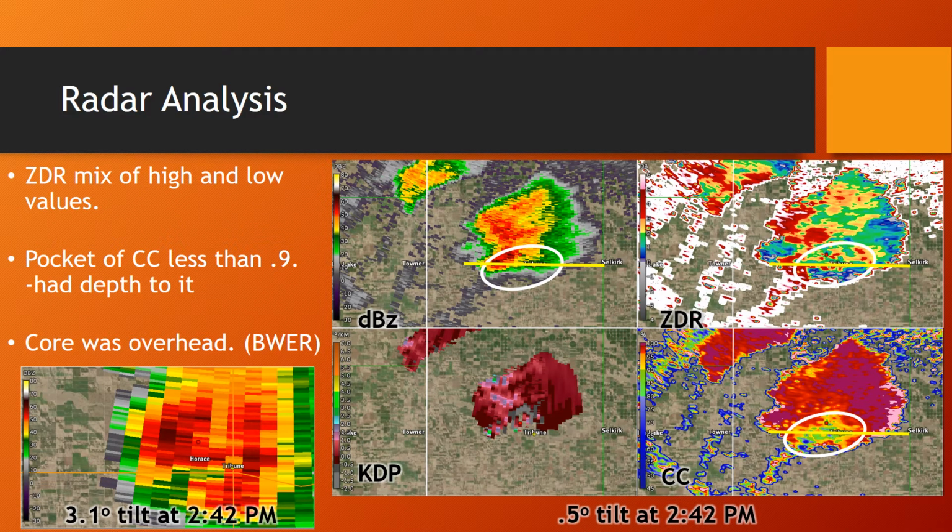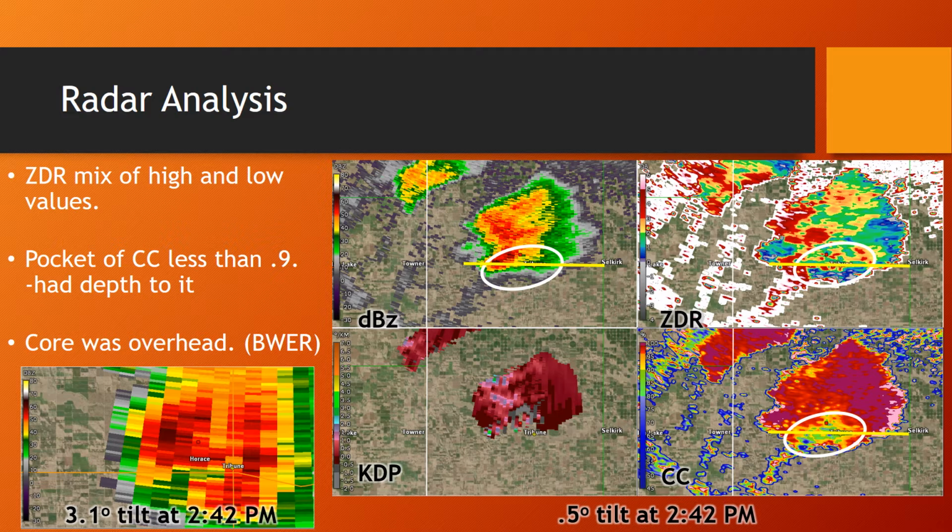ZDR really wasn't a help either. We had both high and low values. When you're looking for big hail, you want low ZDR values if there's no heavy rain mixed in. If you have heavy rain mixed in, you want high values of ZDR. And we had both of those in this storm, as you can see in the upper right panel there at 2:42 p.m. So if you knew where to look, you could find ZDR values that would be correlated with big hail. But if you're using ZDR to determine whether or not big hail was going to be occurring, it was no help at all.